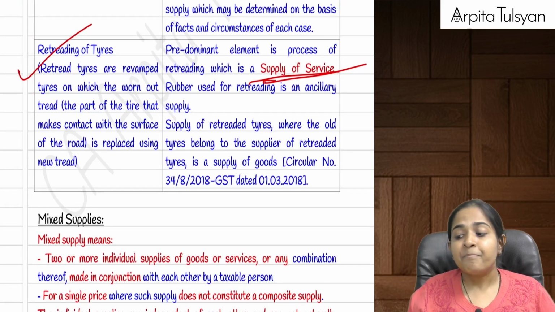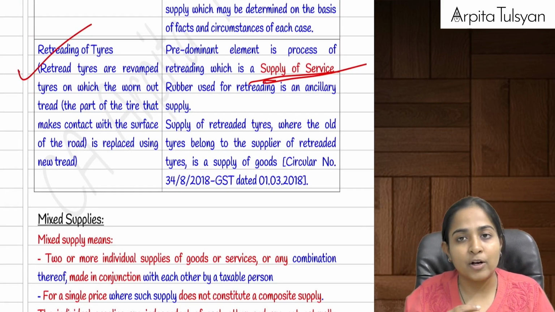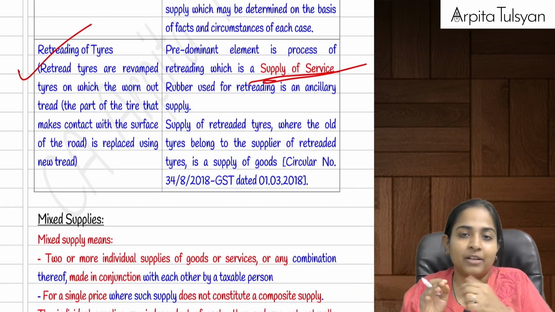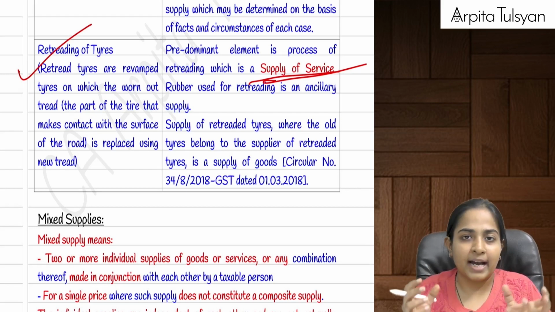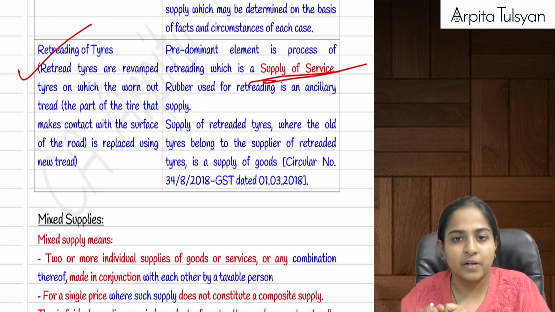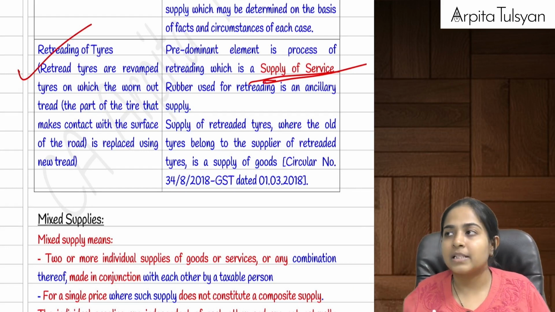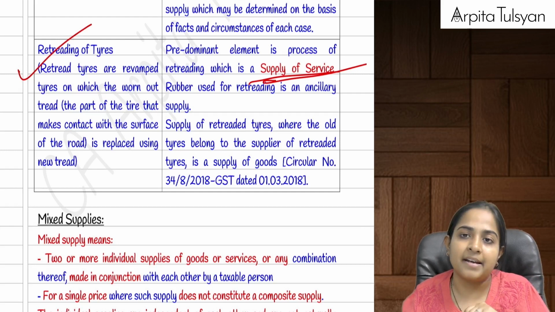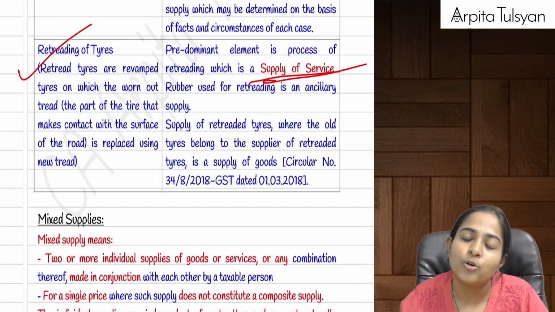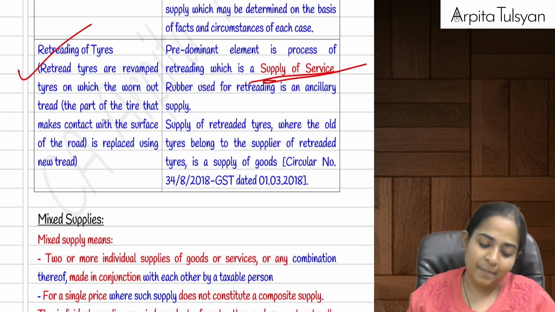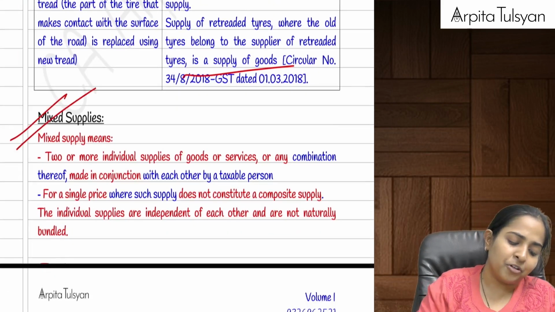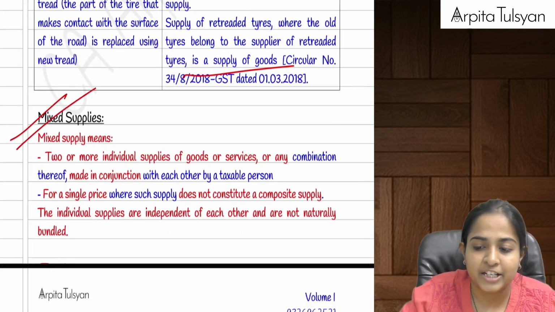Now let's say he does rethreading of tires and he keeps some tires ready and now he's selling the entire tire. What happened in the first one? I had some worn out tires, I took them to him and he did the rethreading and gave it to me. That was supply of service. Now I go to a tire person, I tell him that I want a rethreaded tire. He's selling the entire rethreaded tire to me. Can I say here he is selling the entire goods to me? Then it will be considered as supply of goods. Simple, everyone? Yes.